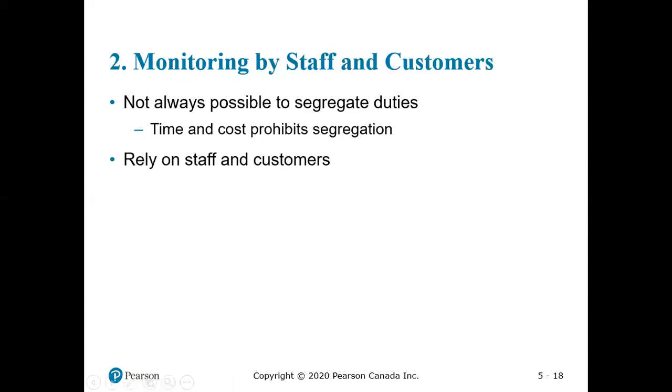Monitoring by staff and customer. It's not always possible to segregate duties because time and cost prohibit it. For example, at a retail store, it's not really possible for one staff member to ring in the sale and then have a different staff member take the actual cash from the customer. So there's a lot of reliance on staff and customers. The textbook uses the example of retail stores that say your purchase is free if you don't get a receipt, so that customers are ensuring they get a receipt, which would mean that employees run all purchases through the cash register.